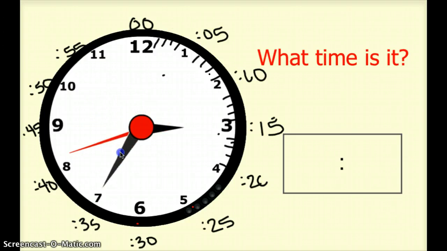Alright, so now if I move my hands, I really have to be careful at which one I'm looking at. So the short hand is the one I look at first. My short hand is pointing to the 1, so I have 1 o'clock, and the big hand is pointing to the 7, which is 35.